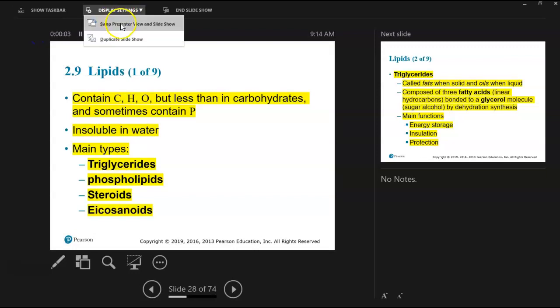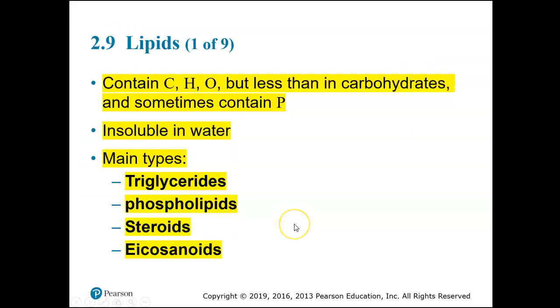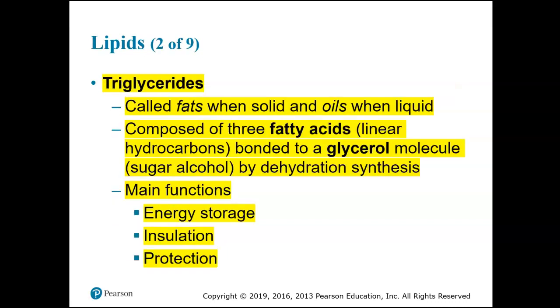So triglycerides, phospholipids, which are found in plasma membranes of our cells, steroids like testosterone and estrogen, and steroids are formed from cholesterol. So cholesterol is also considered a steroid. And eicosanoids, which we'll talk about in a minute.